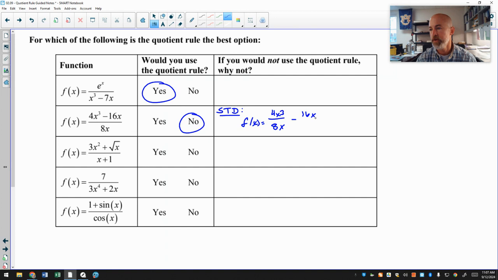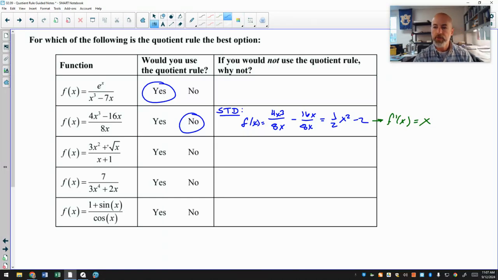16x over 8x. And if you simplified that, if you clean that up, 4 over 8 is 1/2, x cubed over x is x squared, and 16x over 8x is 2. And so by doing a little bit of algebra, I was able to rewrite that function as just 1/2 x squared minus 2, and that is a very convenient power rule. As a matter of fact, so convenient, I'm going to go ahead and knock that out. The derivative of that function would just be x. And so that's a whole lot easier than the quotient rule, which you're about to see.